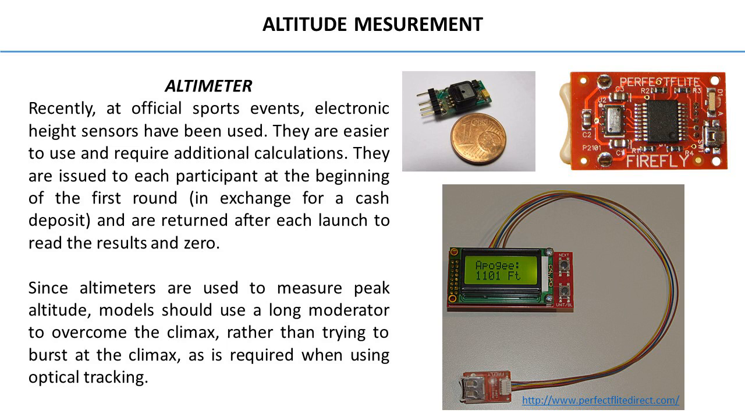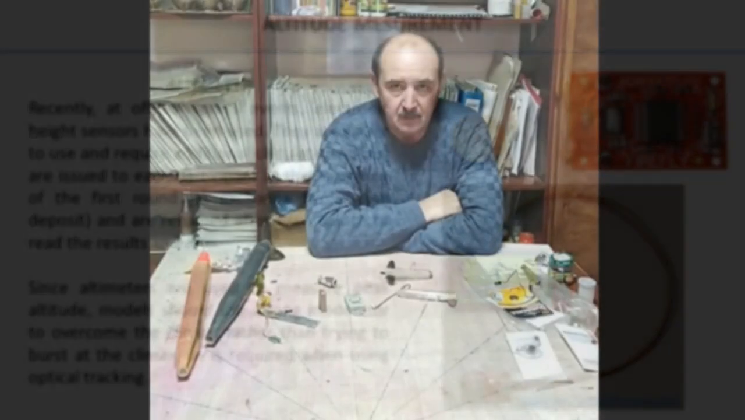Since altimeters are used to measure peak altitude, models should use a long moderator to overcome the climax rather than trying to burst at the climax, as is required when using optical tracking.